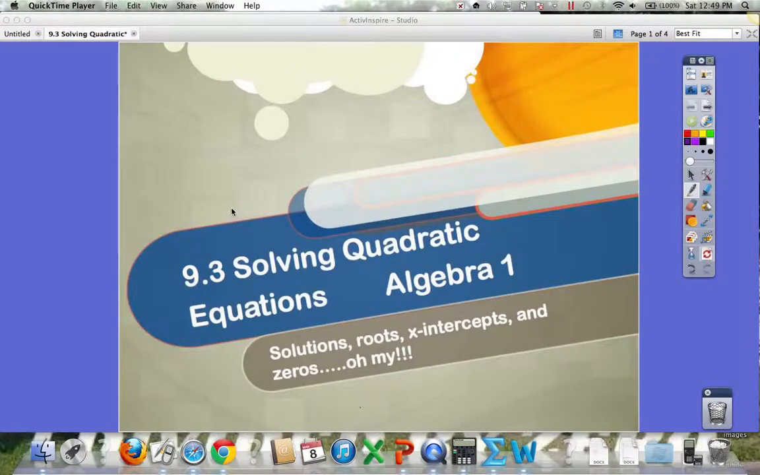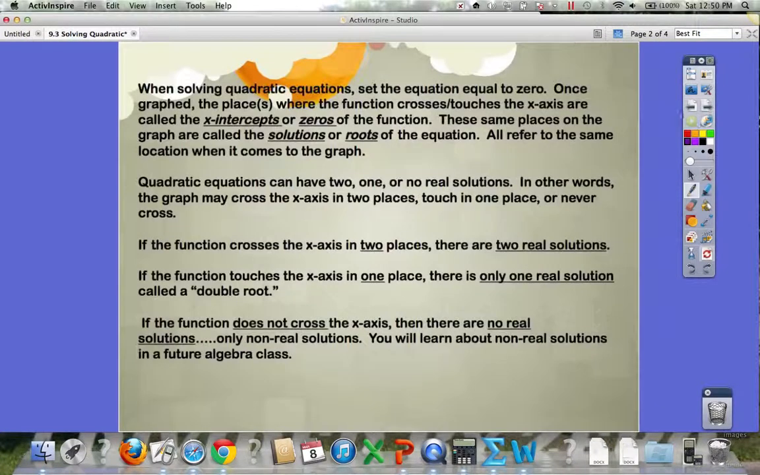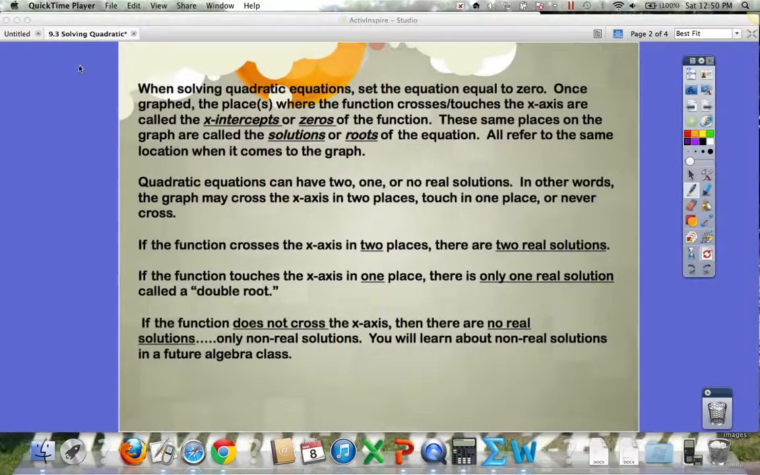9.3, solving quadratic equations. Solutions, roots, x-intercepts, and zeros. Oh my. All of these things pretty much mean the same thing. They use all these different terms for the same thing. So let's get started.